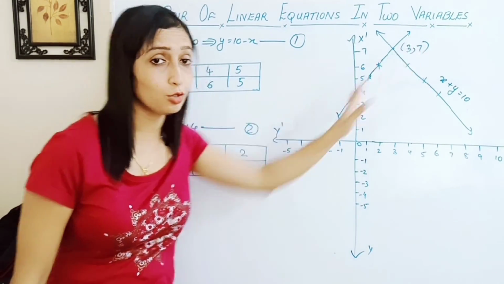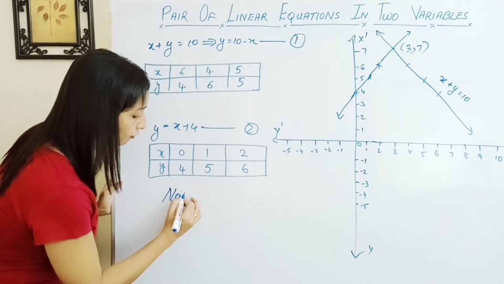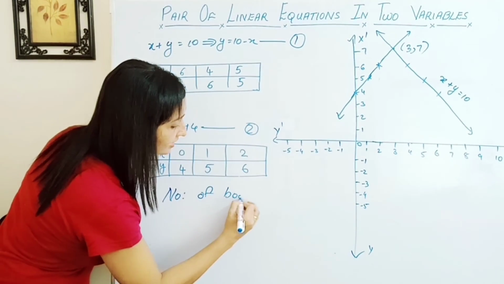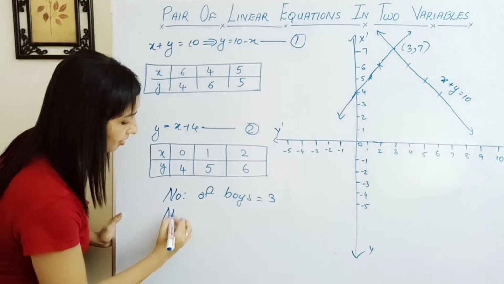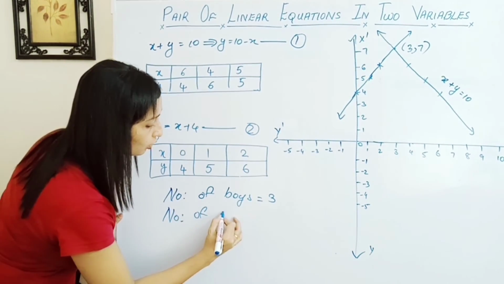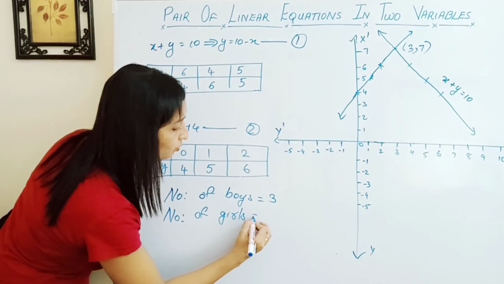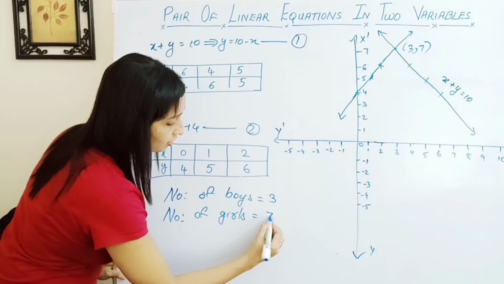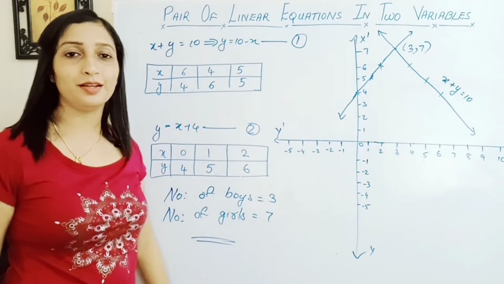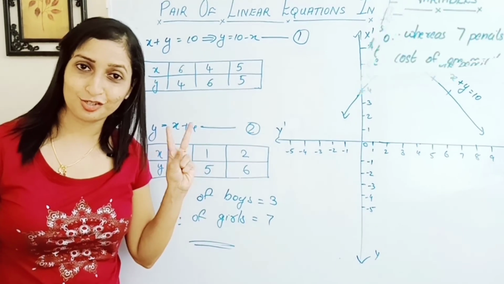So what is our solution? The number of boys, which we had taken as x, is 3, and the number of girls who took part in the quiz, which we had taken as y, will be 7. So this is our answer. Now let's move on to part 2.